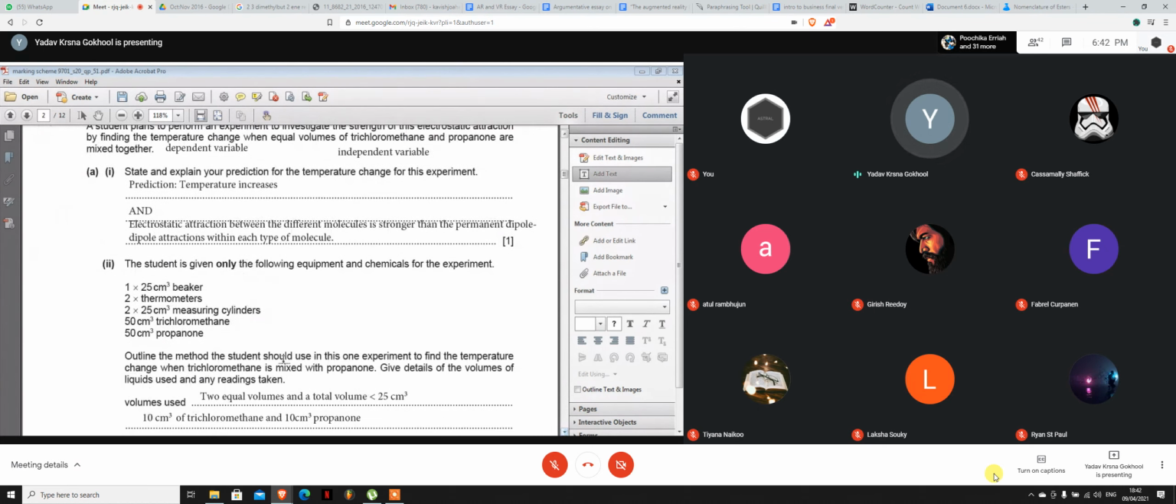So whenever you see these chemicals, okay, we see thermometer, measuring cylinder, beaker, you will know that we are talking about calorimetry. Calorimetry is where you have the polystyrene cup and the thermometer, and you are adding the solutions. But over here, you will see that we do not have a polystyrene cup. We are using a beaker.